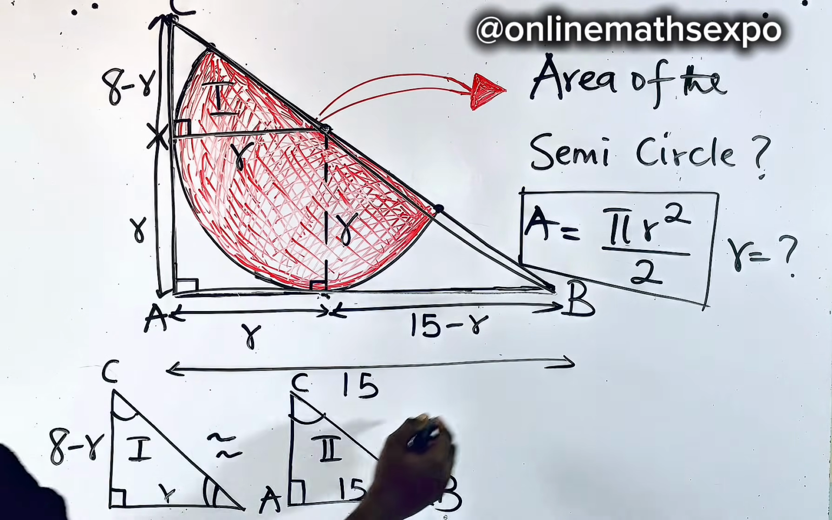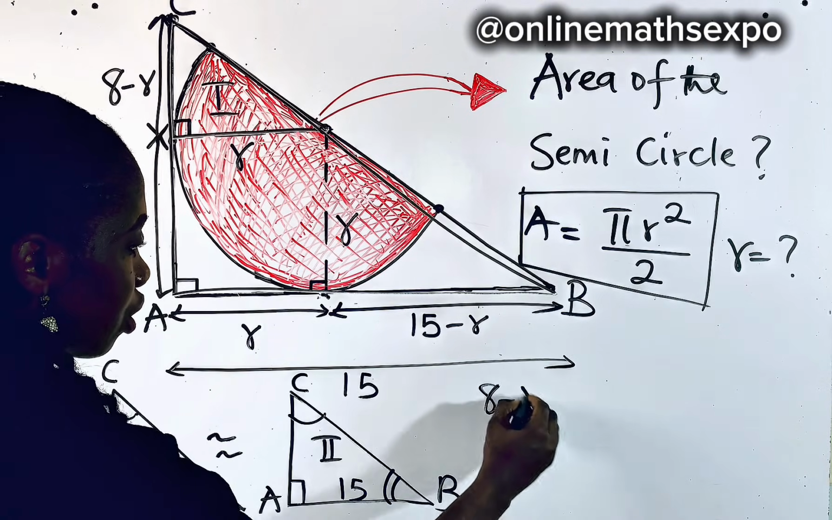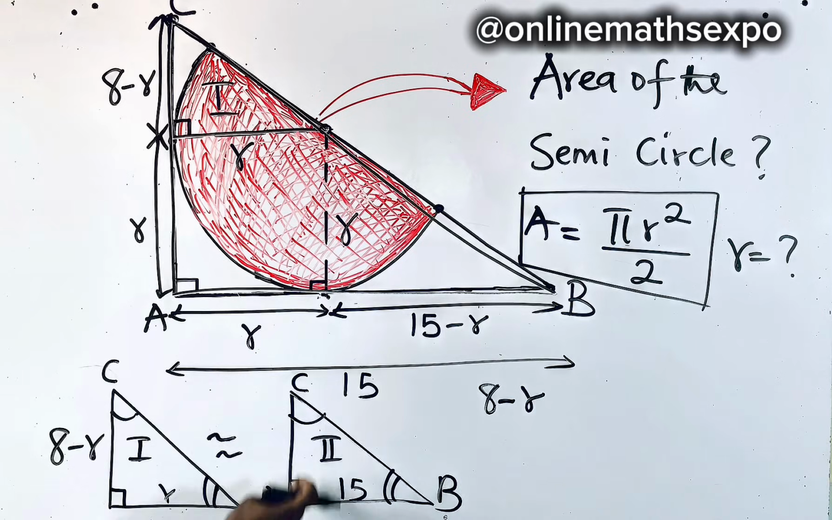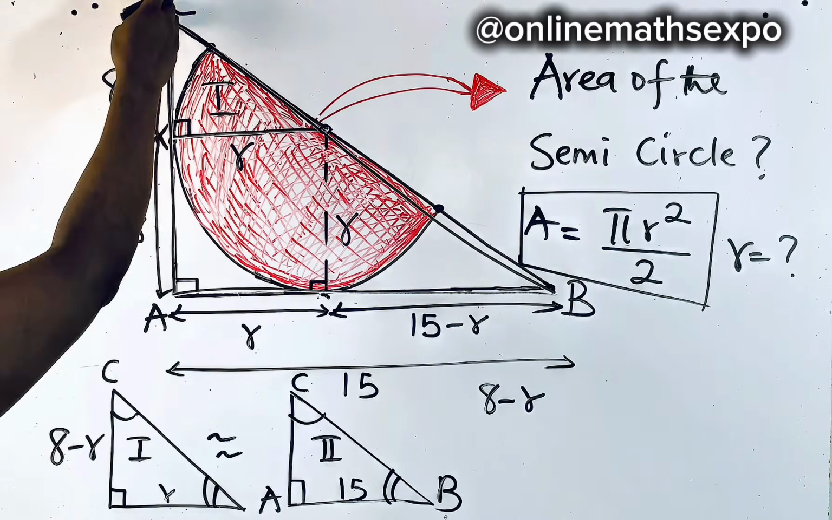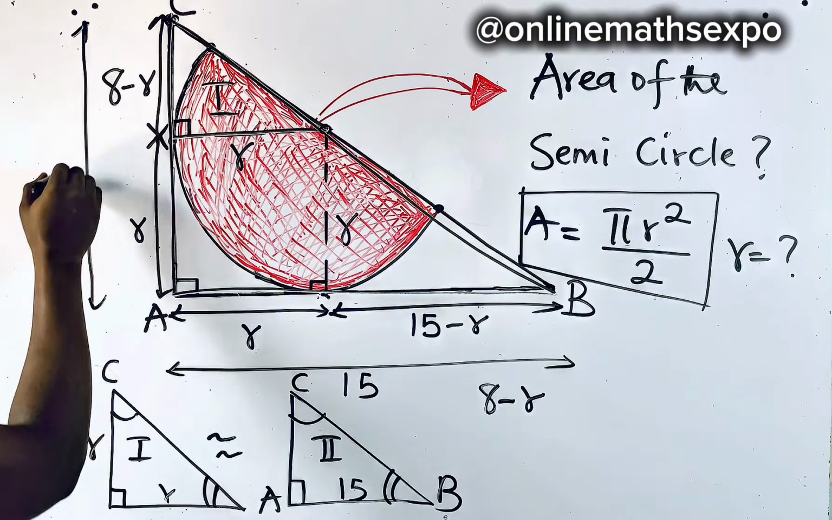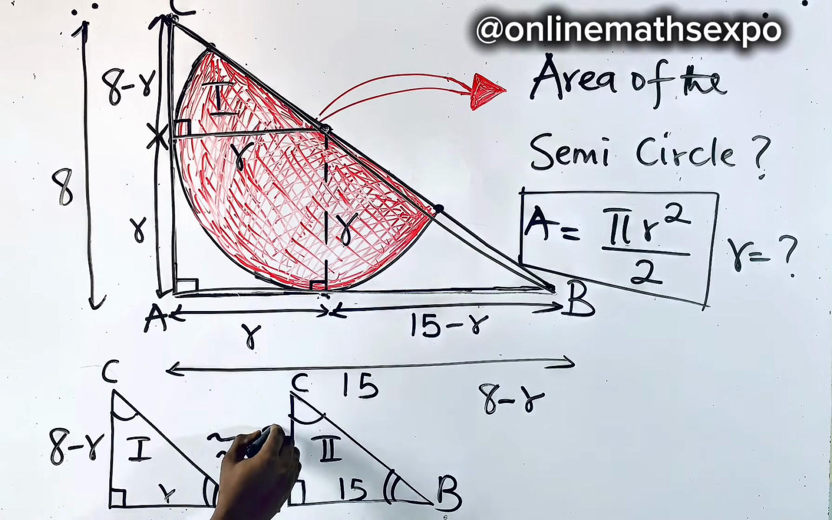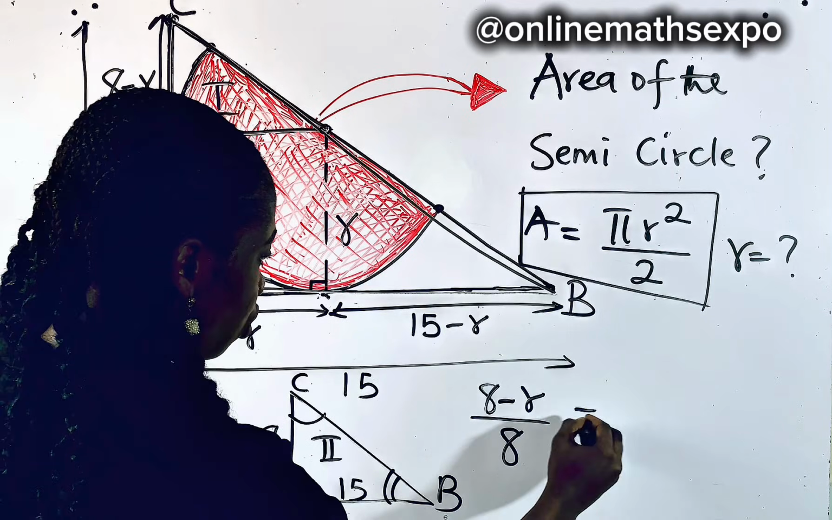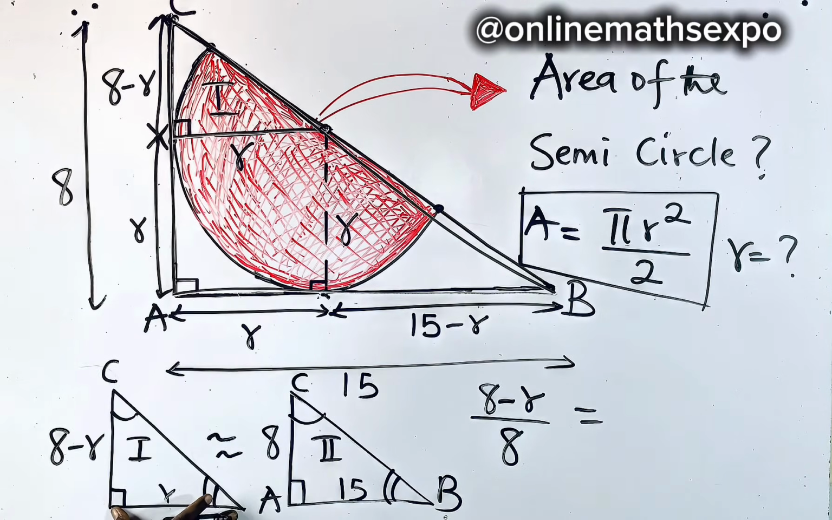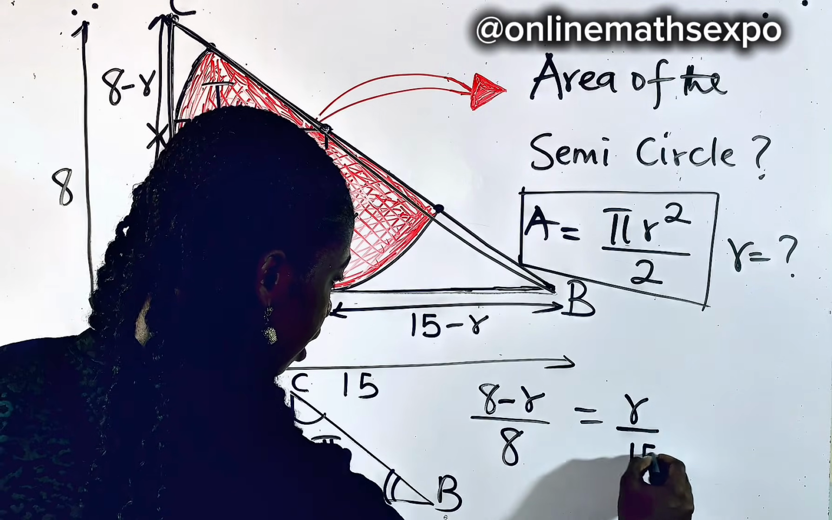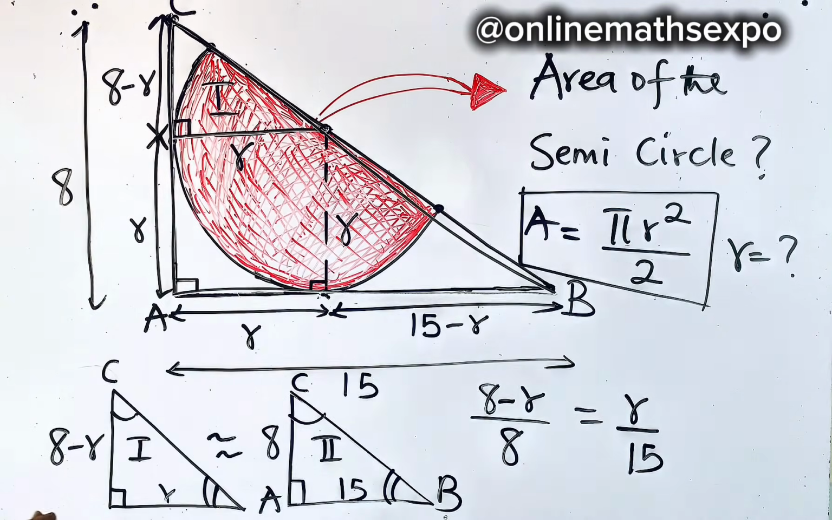So we are going to have 8 minus R is proportional to this length. And this length is given as the total length from here to here. We have it as 8. So this length is 8, and it is proportional to what we have here, which should also be proportional to what we have. So R will be divided by 15. That's just all you need to state.